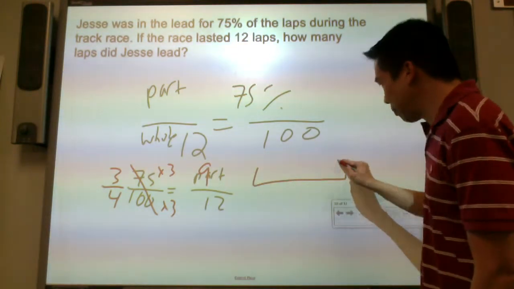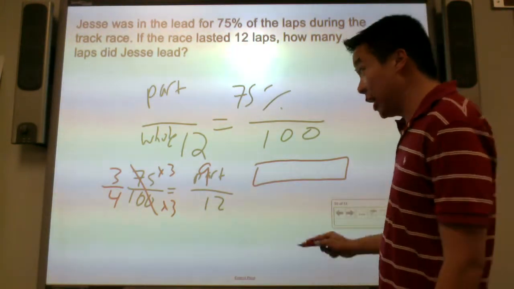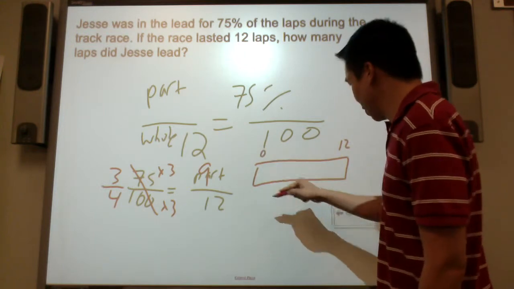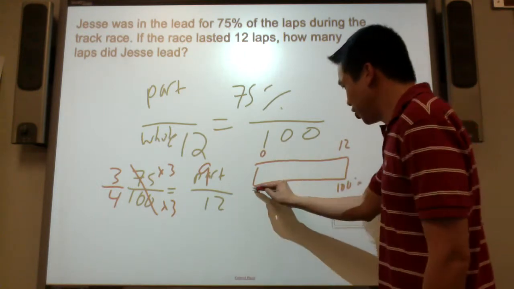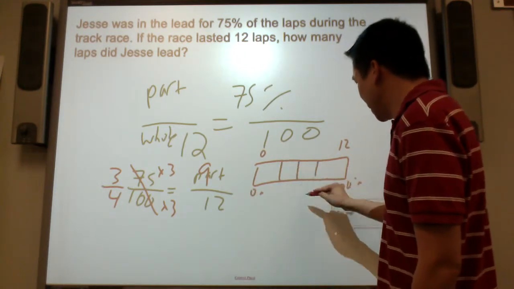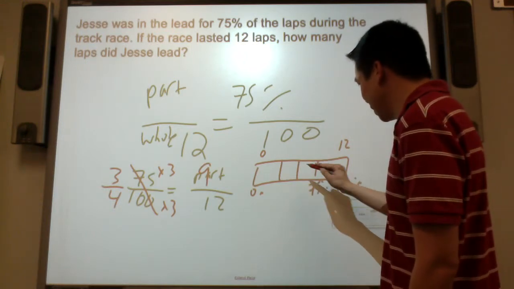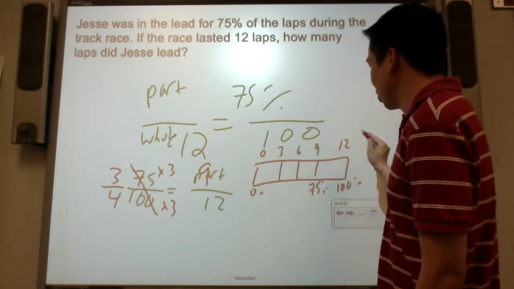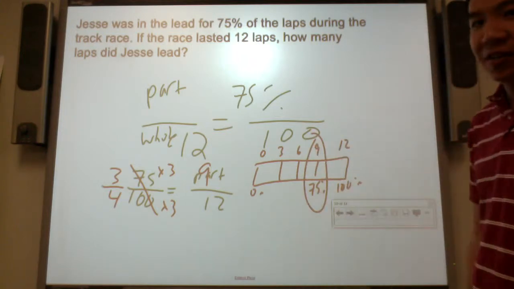If you drew a picture, because some kids really like pictures, here are 12 laps, 0 laps. Here's 100%, here's 0%. So 75% would be right here. 3, 6, 9, 12. 9 laps for 75%.